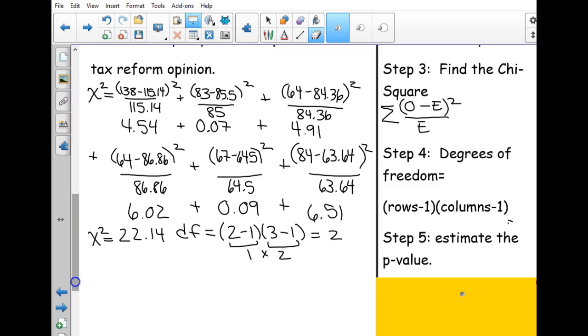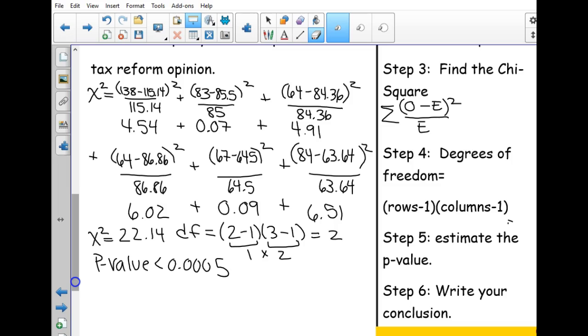So we say our p-value is less than 0.0005. That means we have a really, really small p-value. We don't know the exact p-value unless we use graphing technology, like a graphing calculator. But we know that it's super small. And since it's super small, when the p-value is low, we always reject the H0, okay? The p-value is low, we reject the H0. So now we're at the time where we can write our conclusion.